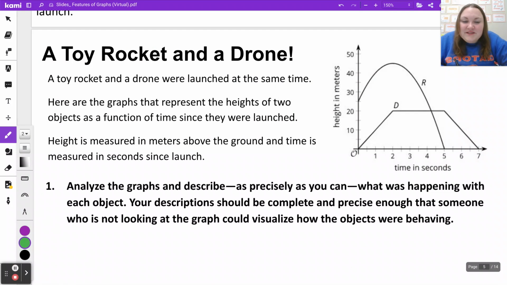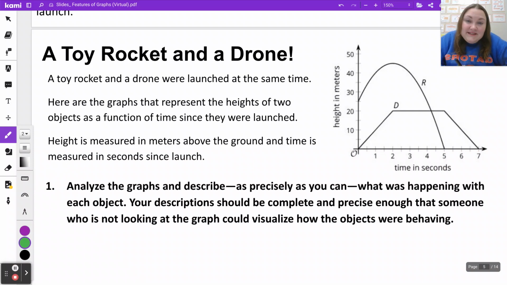We want our descriptions to be as complete and precise enough that someone who is not even looking at the graph could visualize how these objects were behaving. My plan for this question is I'm going to model and give one as an example of what your description might look like, and then have you try the other one. And the one I'm going to talk about is function R here, which represents that rocket.